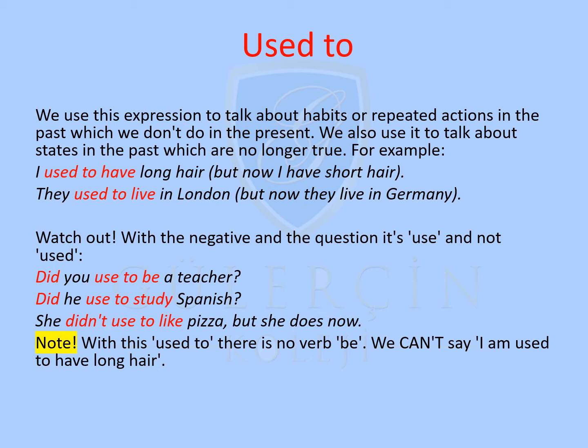Example: did you use to be a teacher? Did she use to study Spanish? She didn't use to like pizza, but she does now. Note, with this used to, there is no verb be. We can't say I'm used to have long hair. No, I used to have long hair.